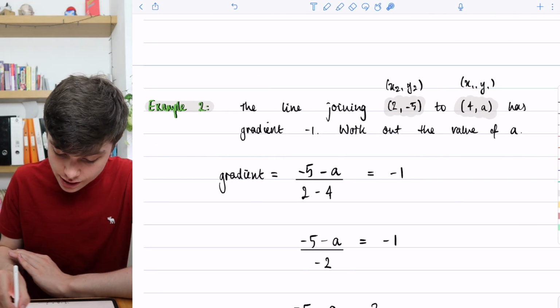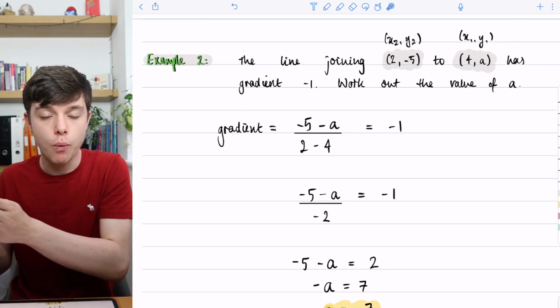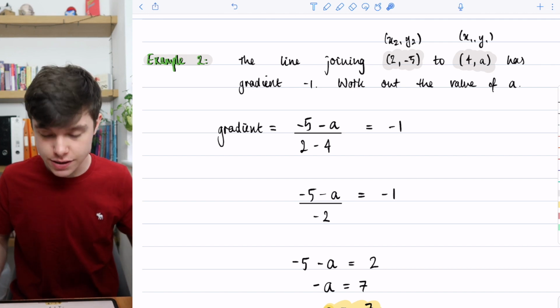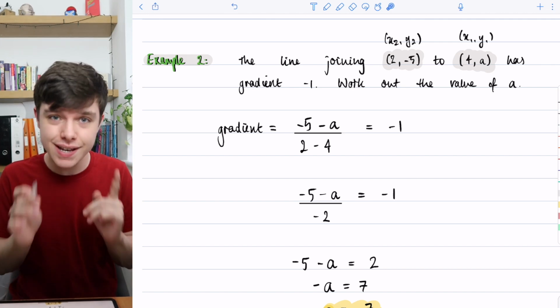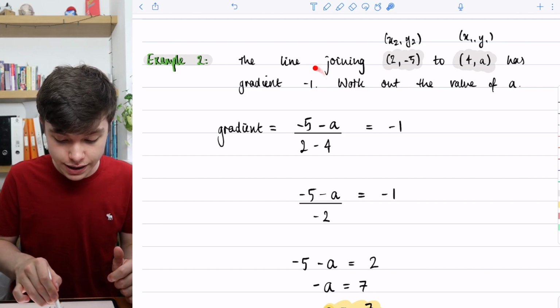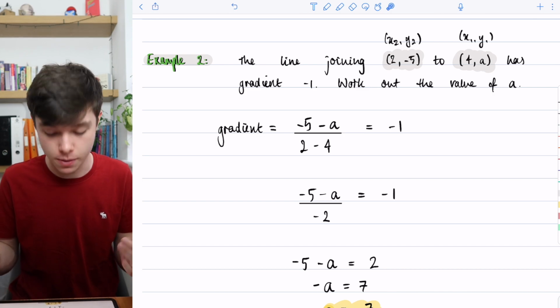So all I did is use the formula. I just called one of my points x1, y1, and another one x2, y2. Worked out the change in y, divided that by the change in x, and set that equal to the gradient that we were told, okay, because that is exactly what we needed to do.